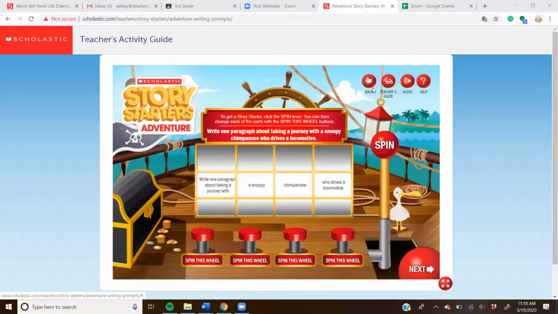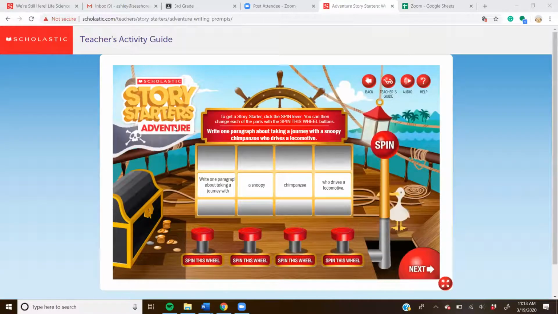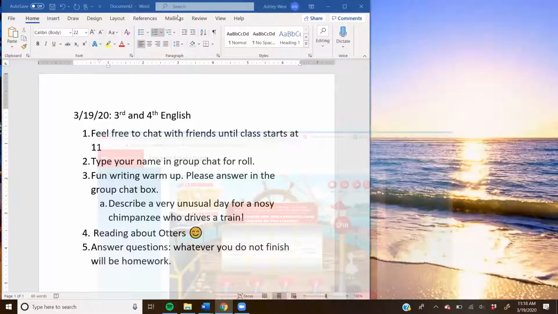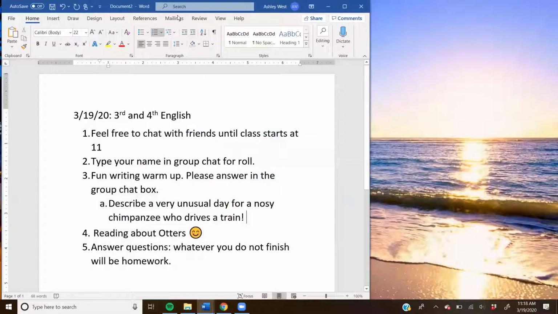I didn't get to make one, but I don't know what we're supposed to do. Can you see our story right here? Okay, so I also have it in the group chat. Let me minimize this. Can you see my Microsoft Word document that says 3rd and 4th grade English? What are we doing right now? It's to describe a very unusual day for a nosy chimpanzee who drives a train.